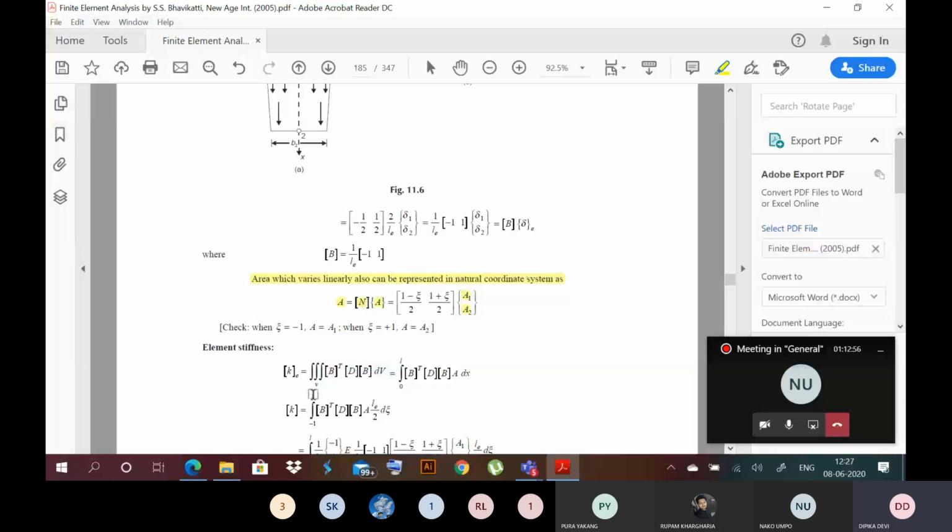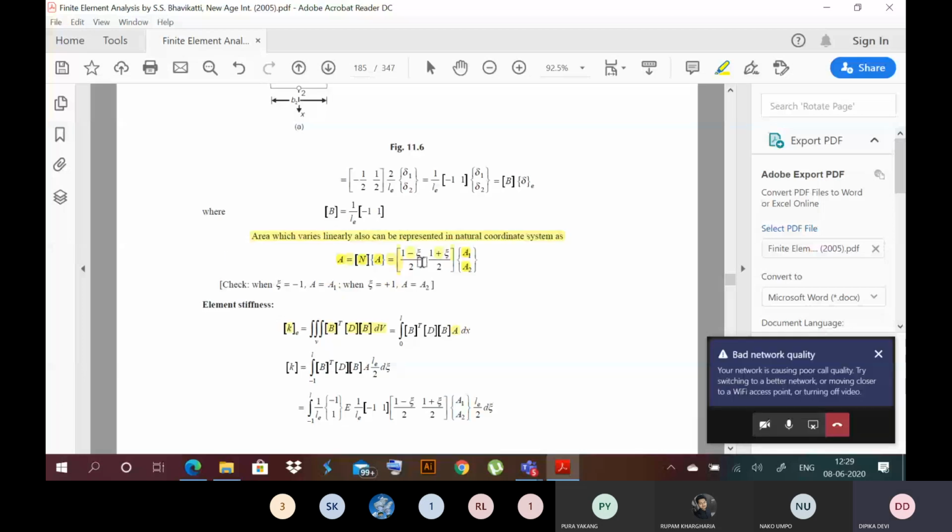So K is equal to integration over volume has changed to integration over length, 0 to L. When we use natural coordinates, this integration will be -1 to +1 because xi values over the length vary from -1 to +1. B transpose C into B, I use C in place of D, it is the same, into A. Then dx will be equal to LE by 2 d xi. Now A will be replaced by 1 minus xi by 2, 1 plus xi by 2 into A1, A2.